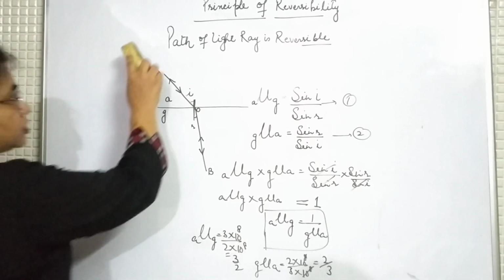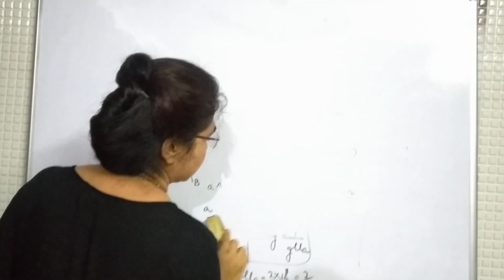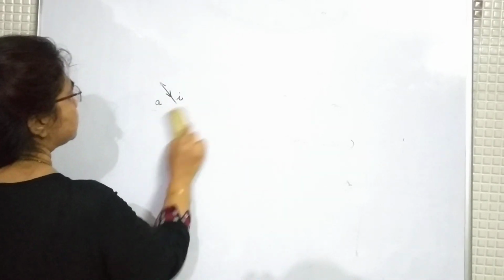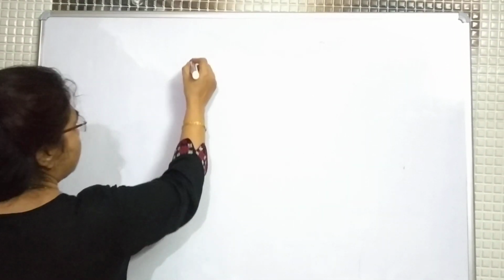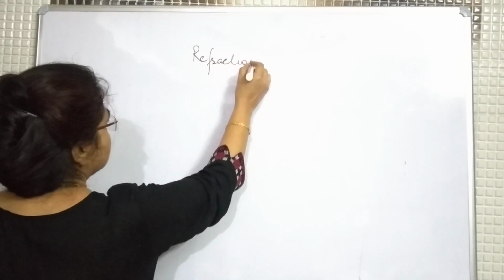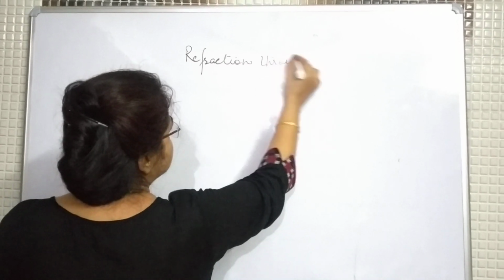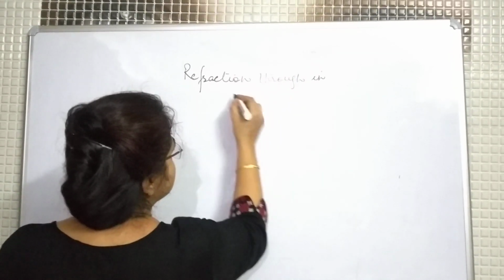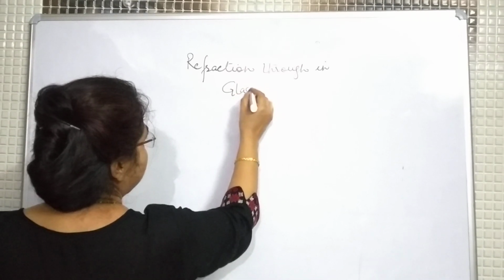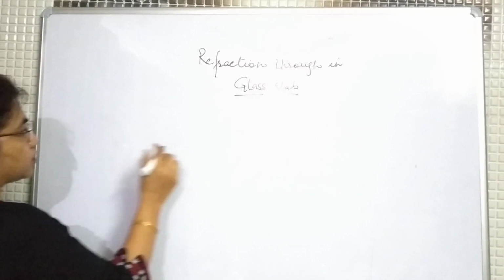The next topic is refraction through a glass slab. That's a very important topic that we will also do in the lab experimentally. But for the time being, I will explain its theory, meaning we will understand how refraction occurs through a glass slab. The diagram is very important; the theoretical part you can ignore.